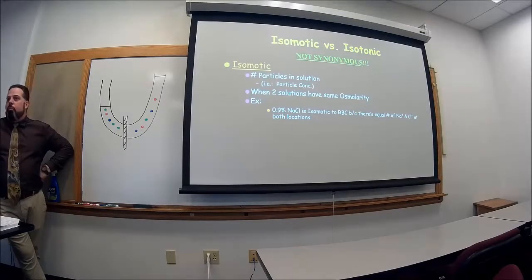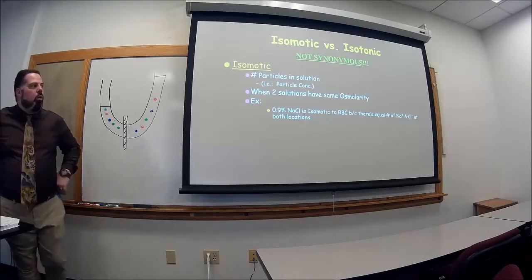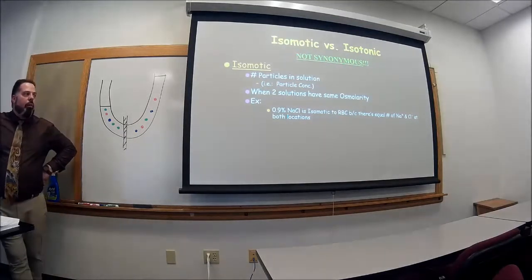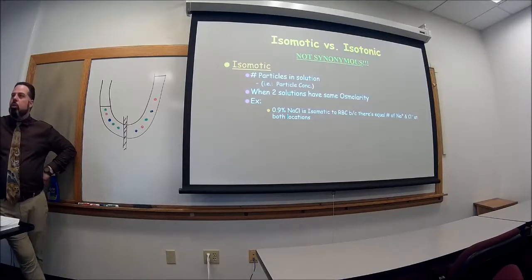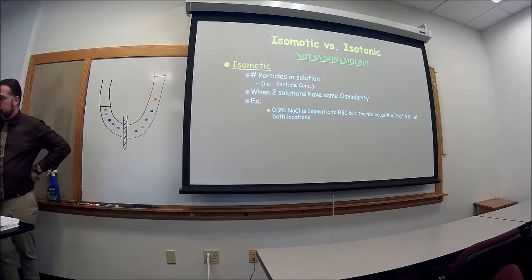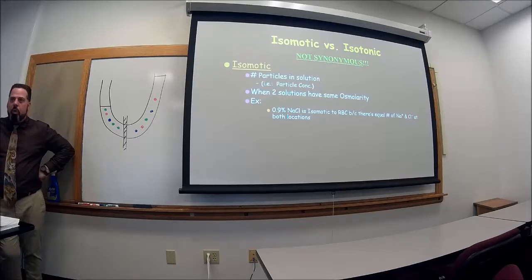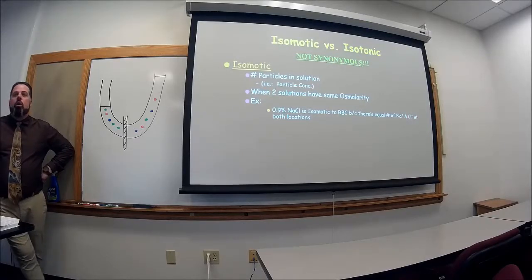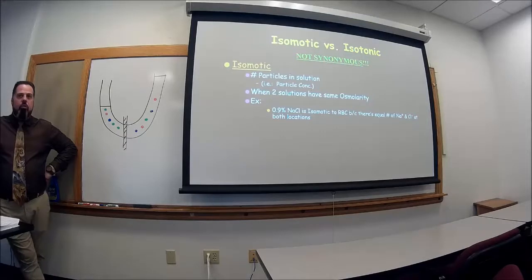And that's what a red blood cell is with the surrounding extracellular fluid. It is isomotic because the red blood cell has an equal number of particles outside as there is inside. There may be more chloride outside or more sodium outside. When we compare it, it's going to be the same in terms of number. So we consider that isomotic, and that's why we give 0.9% sodium chloride.